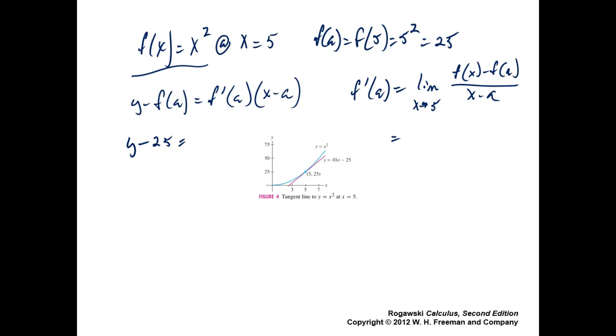And what was our f of x? x squared. Oh wait, let's keep the limit here. The limit as x approaches 5 of x squared minus f of a, which was 25, over x minus, what's your a? 5. Right? Everybody agree? Now, how did we do one of those limits before? What was the trick?